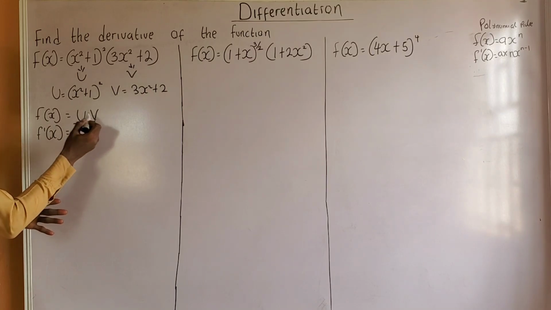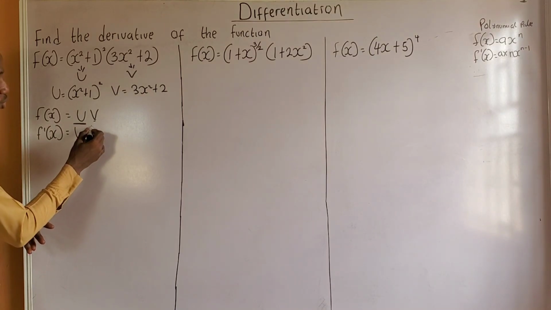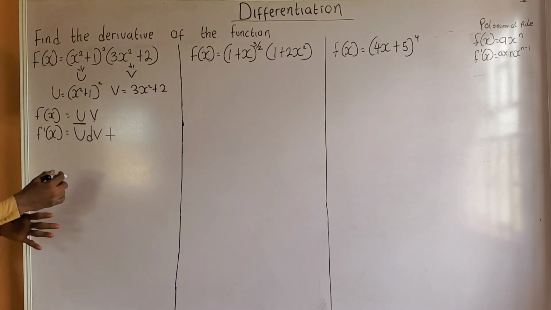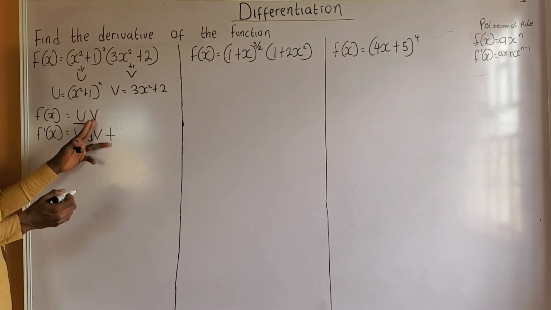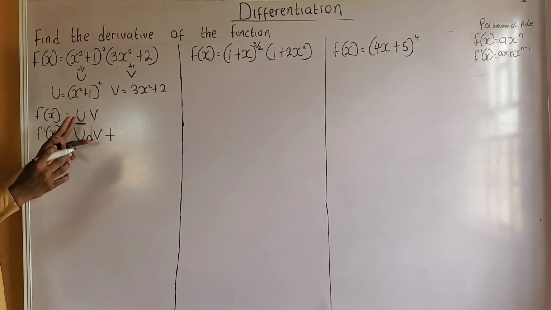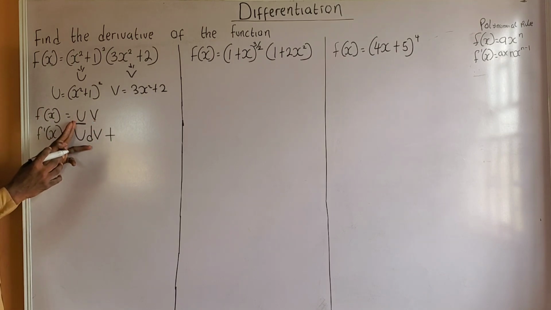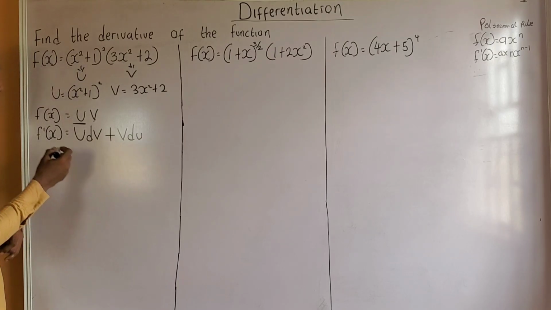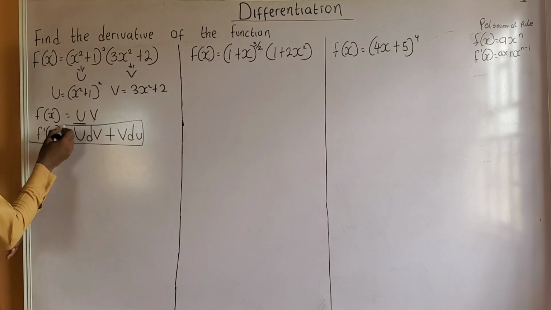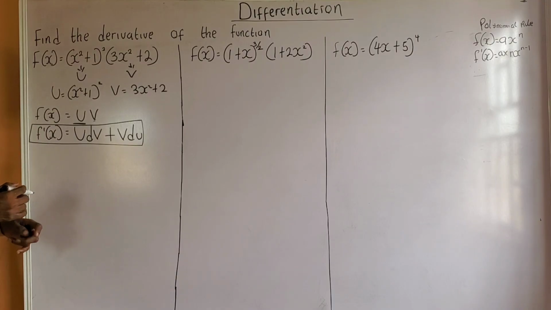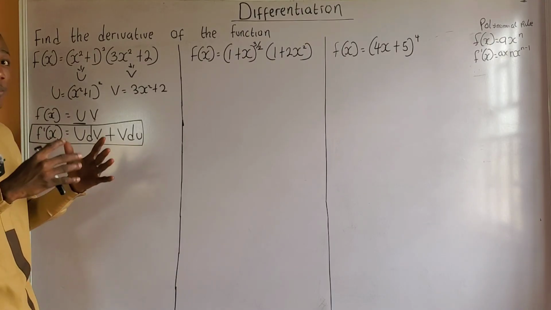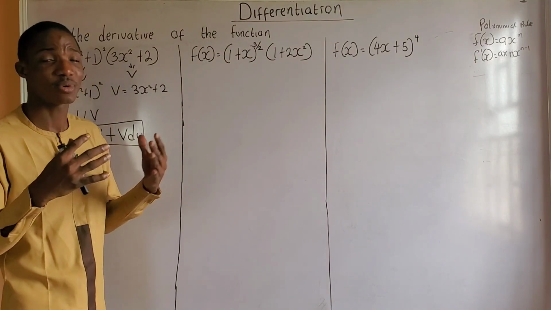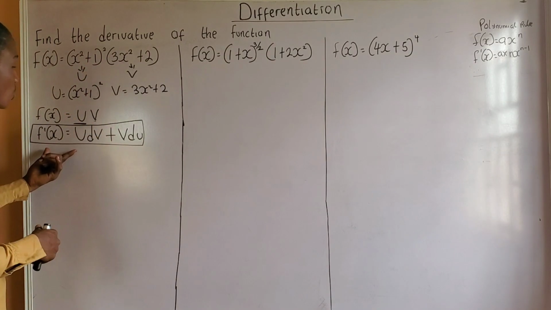The second part of this function is v. So I'm going to have u multiplied by the derivative of v, plus, now you keep the second part of the function, which is v, constant and differentiate the first part. So I'm going to have plus v du. This rule is called the product rule of differential calculus, and it is used when we have a function that has two or more parts, and these parts are multiplying each other. So we engage this rule.